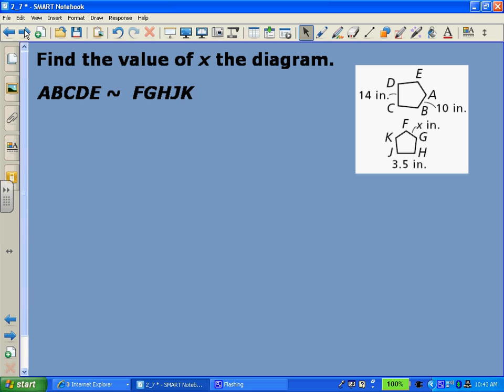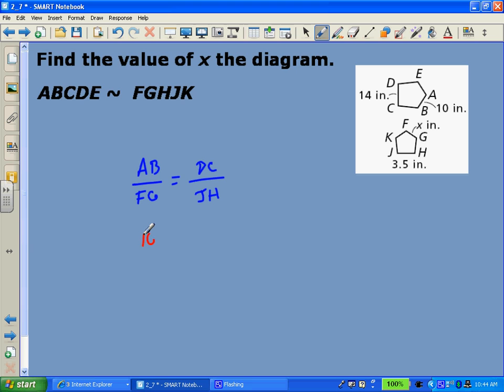Now this one's a little bit harder because the shapes aren't sitting in the exact same position like they were in the previous example. But again, I look at what I know. So I know AB, and I can see from my similarity statement that that corresponds with FG. And again, since these are similar, their sides should be in proportion. I also know DC. I can see from my similarity statement that that's going to correspond with JH or HJ, it doesn't matter.